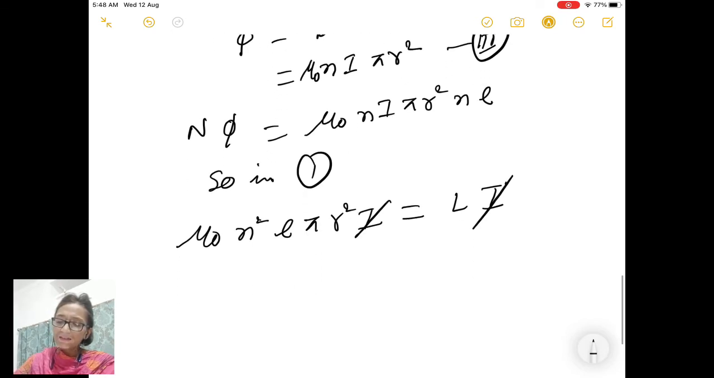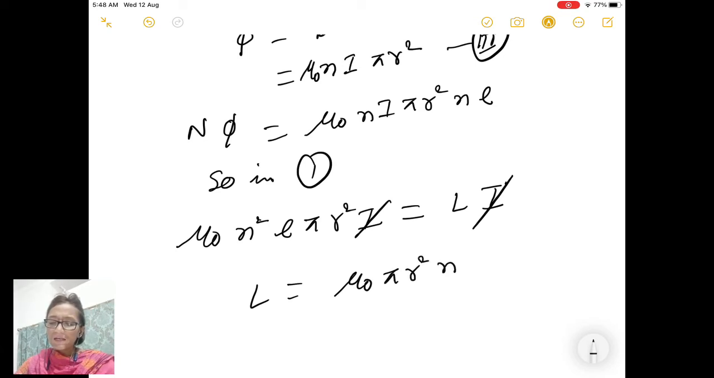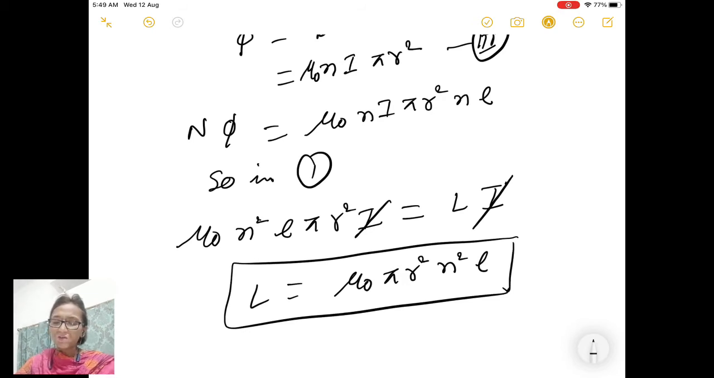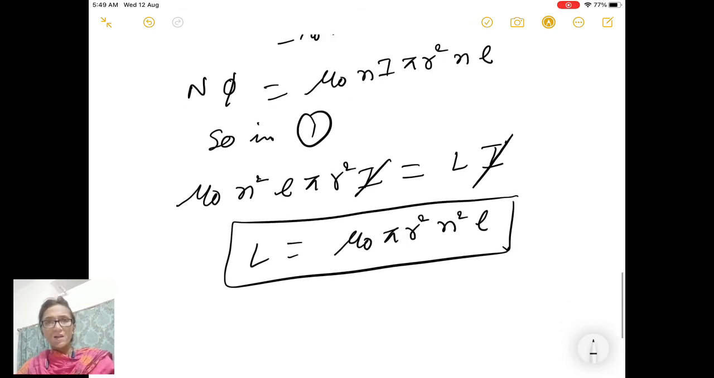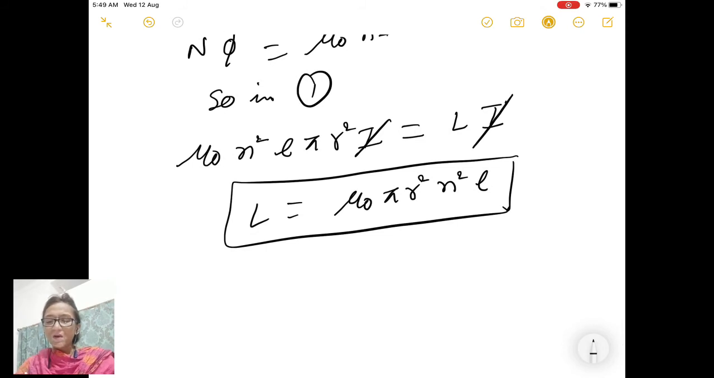Here I is cancelled and the self-inductance comes out equal to μ₀ πr² n² l. So everything I have written, n² here, l is also here, πr². So this is the self-inductance of a solenoid. You can find that self-inductance depends only on the dimensions, like the radius of the solenoid, the number of turns and the length.